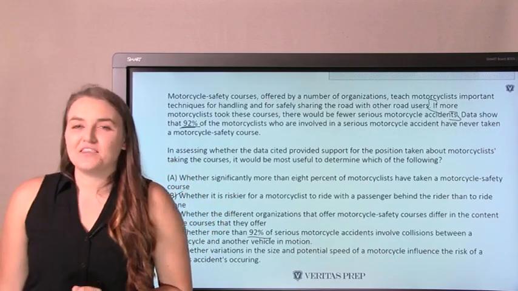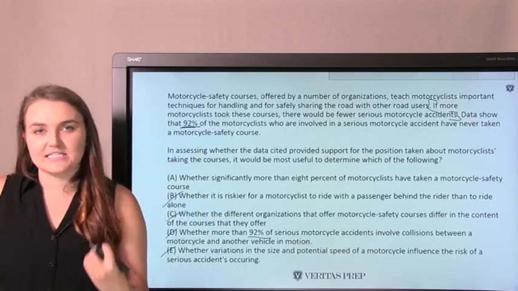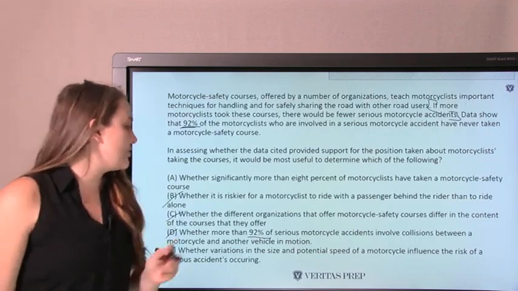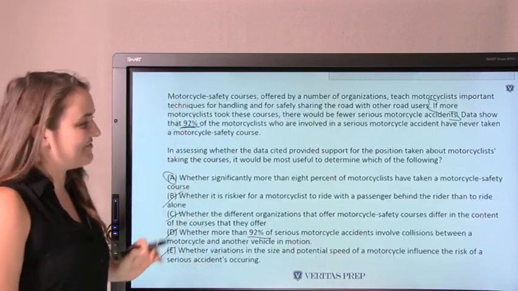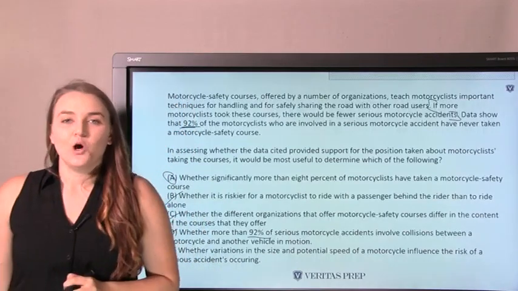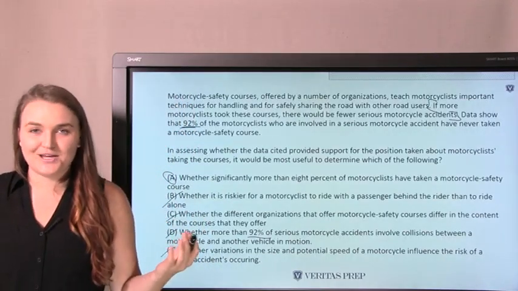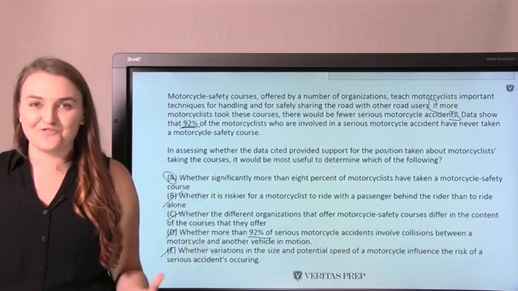However, despite the fact that it may have taken a moment of analysis to get there, if we speak to answer choice A, whether significantly more than 8% of motorcyclists have taken a motorcycle safety course, we have our pretzels and great white sharks conundrum all over again, right?